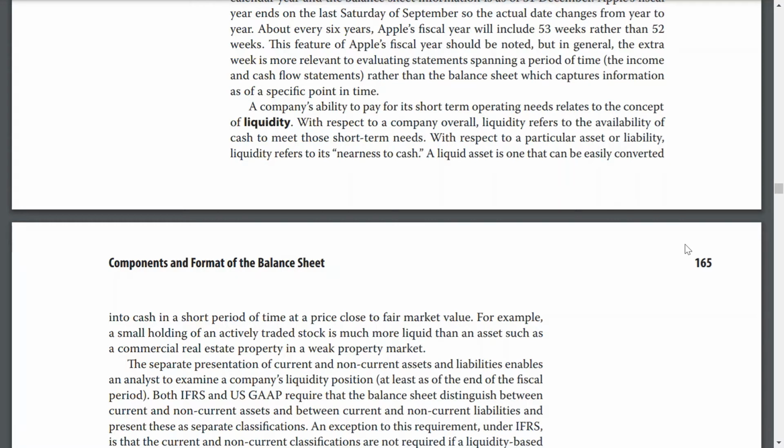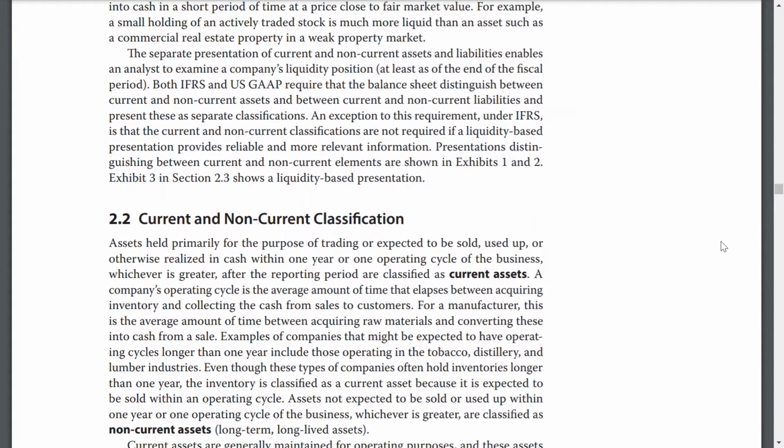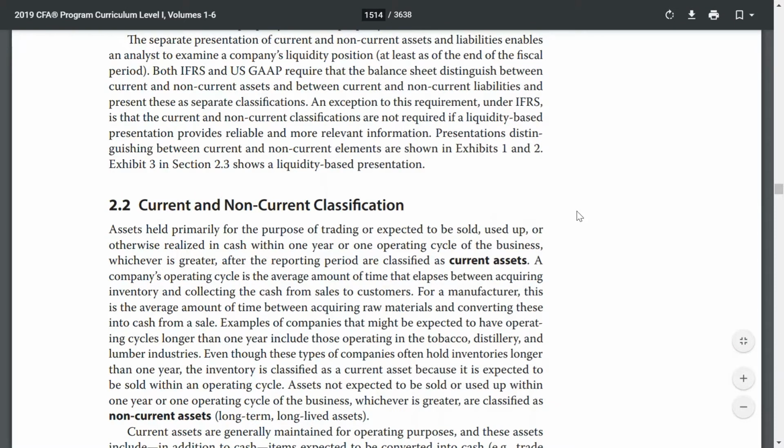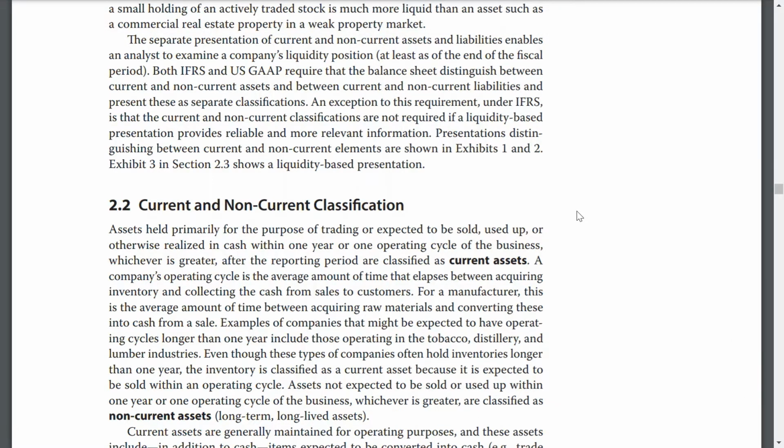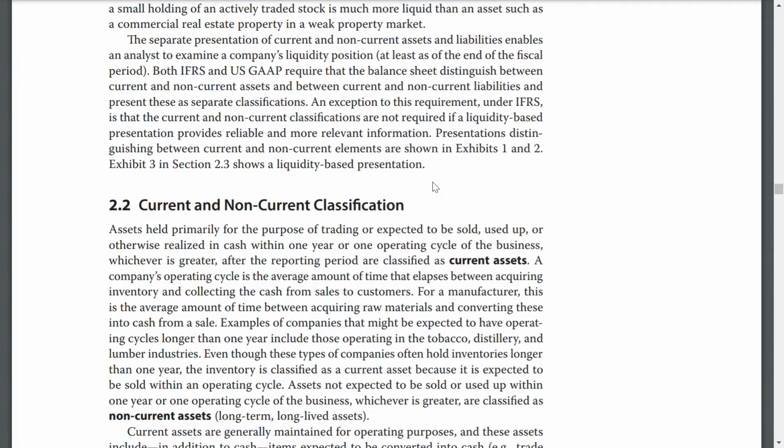A liquid asset is one that can be easily converted into cash in a short period of time at a price close to fair market value. For example, a small holding of an actively traded stock is much more liquid than an asset such as a commercial real estate property in a weak property market. The separate presentation of current and non-current assets and liabilities enables an analyst to examine the liquidity positions.